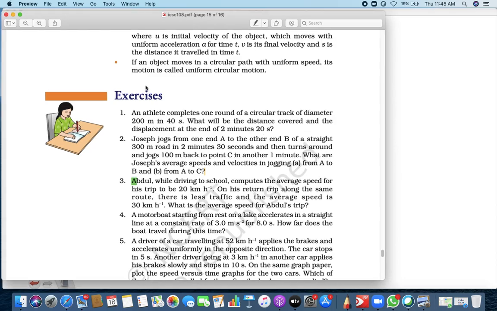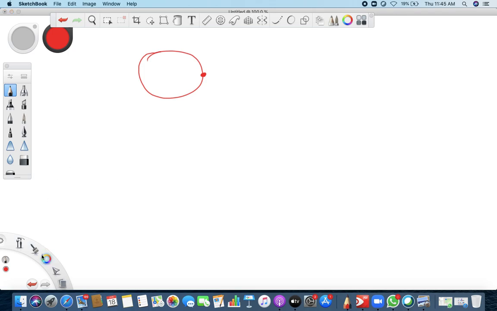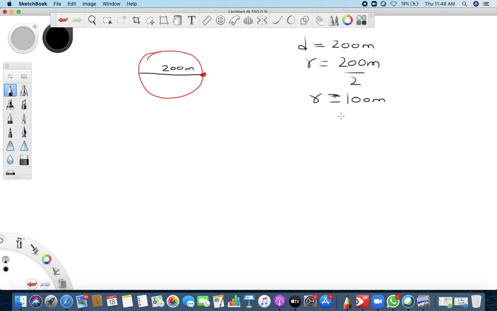Let me draw a diameter here. So this is our diameter. The diameter is 200 meter. If the diameter is 200 meter, what do you get as the radius? 200 meter upon 2, that is 100 meter. So you know the simple formula of radius to diameter is d by 2. Then coming back to the question, what is the time taken for one round? For one round it takes 40 seconds.